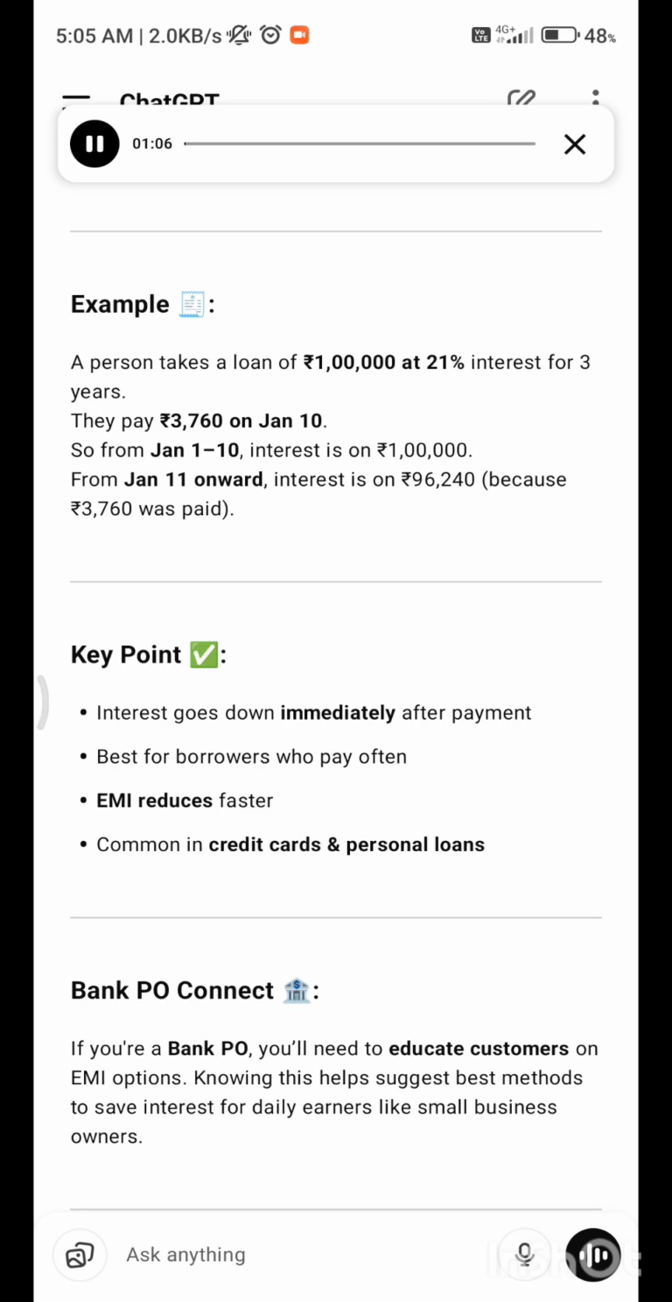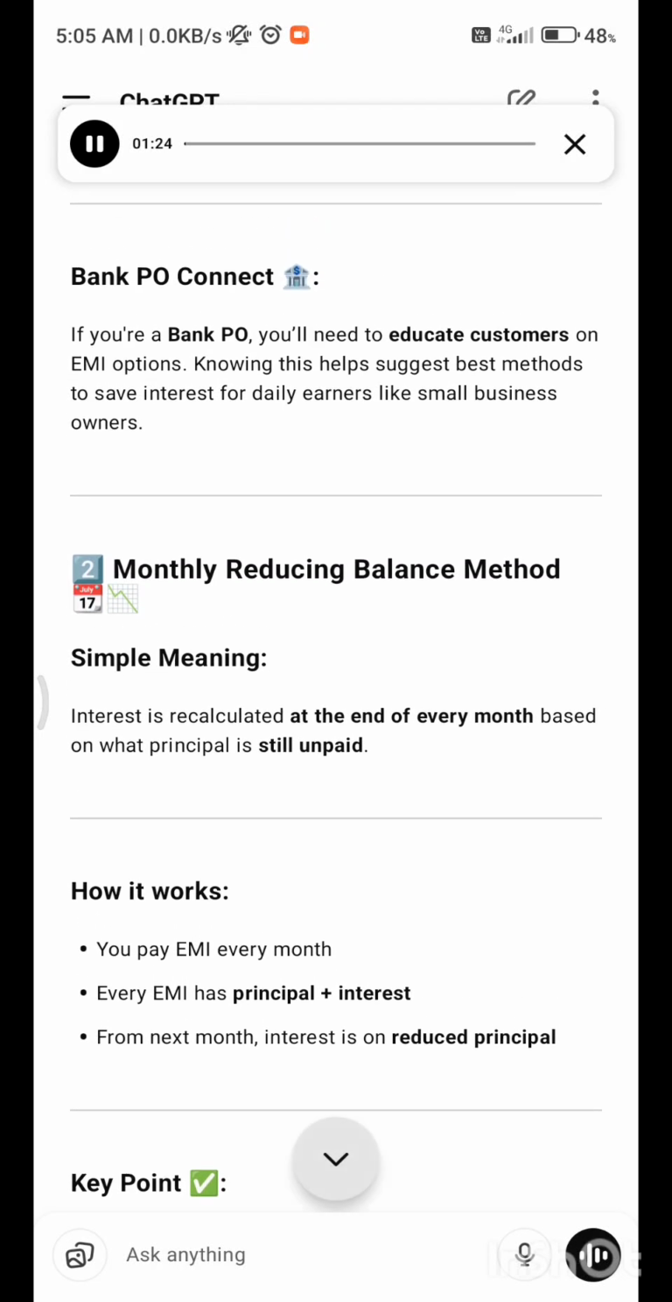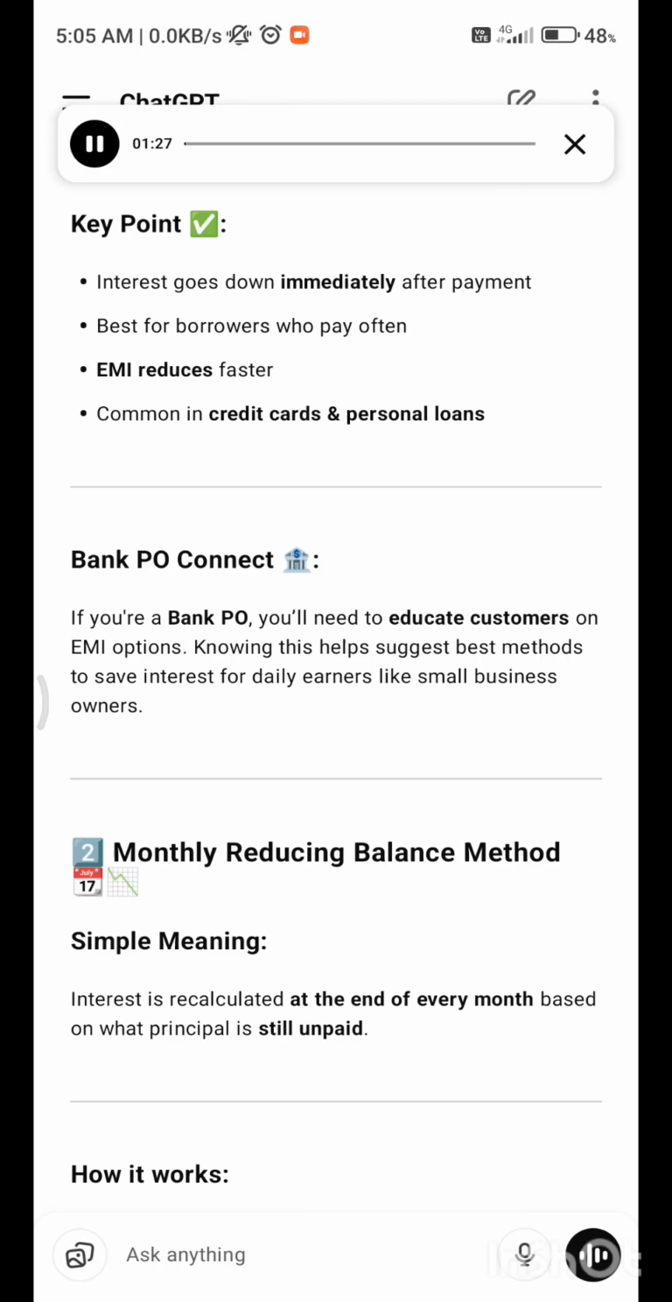Key point, interest goes down immediately after payment, best for borrowers who pay often. EMI reduces faster, common in credit cards and personal loans. Bank PO Connect. If you're a bank PO, you'll need to educate customers on EMI options. Knowing this helps suggest the best methods to save interest for daily earners like small business owners.